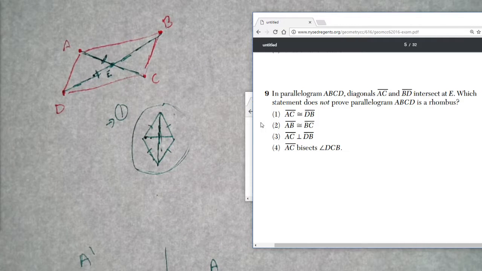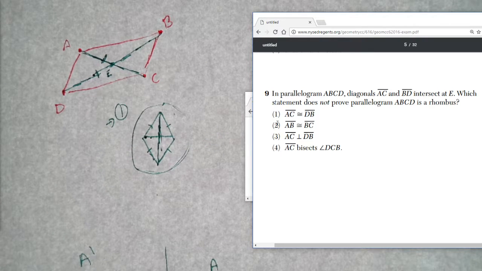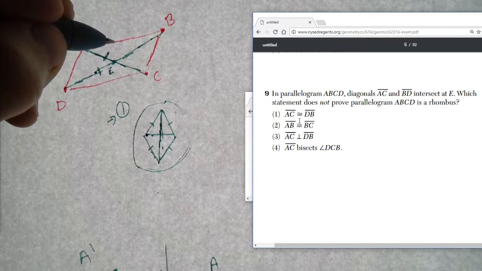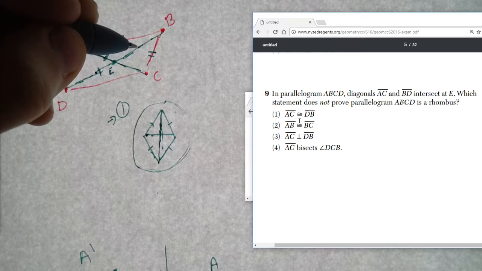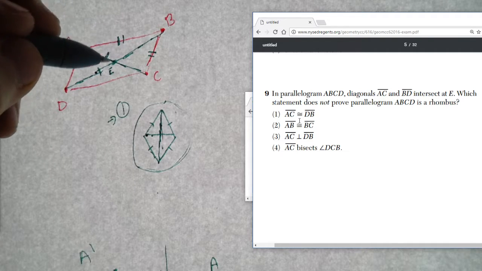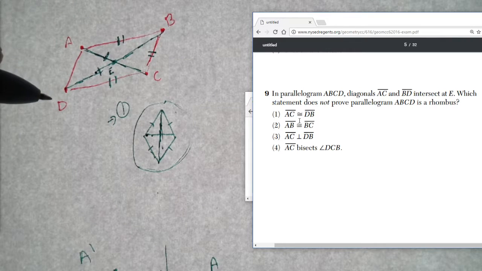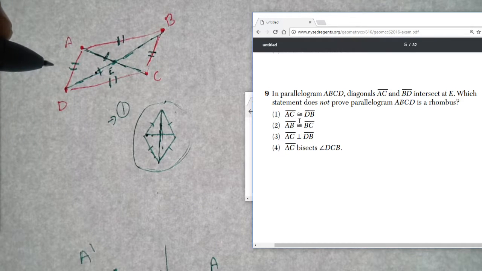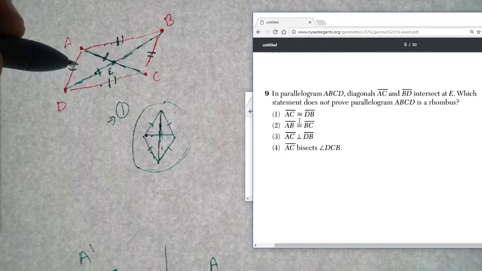Number 2. Oh wait, that's pretty cool. I can point at number 2 from here. Number 2. AB is equal to BC. Well, if AB was equal to BC, I know in a parallelogram, the opposites need to be equal. So if AB is 2 hash marks, that means DC has to be 2 hash marks. And if BC is 2 hash marks, that means AD has to be 2 hash marks, because that's just a property of a parallelogram, is that my opposite sides on a parallelogram are equal.